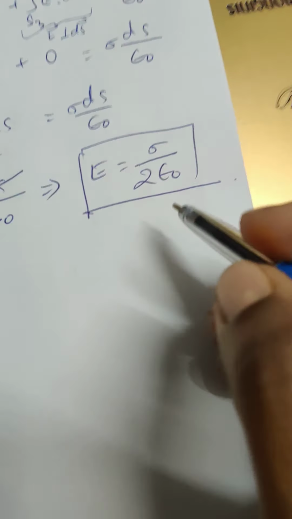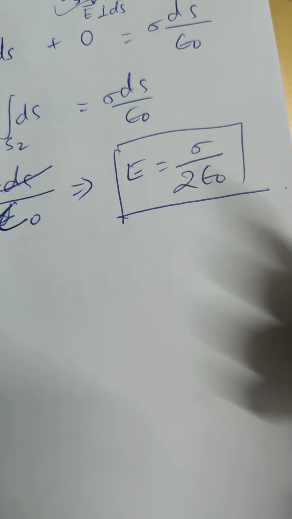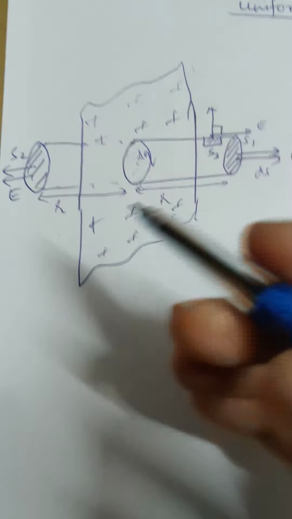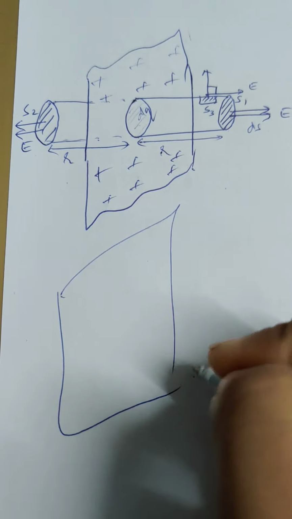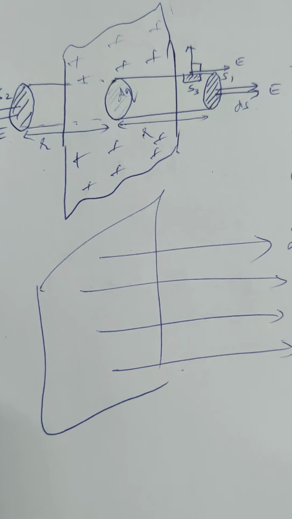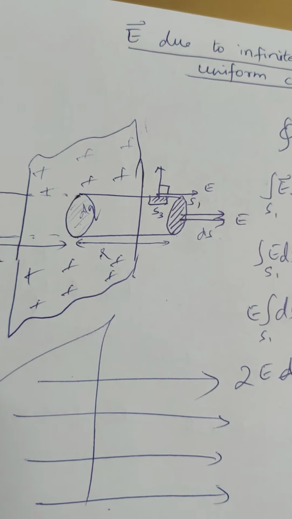If you see here, electric field is independent of R. It does not depend on R. That means electric field is uniform. So if you have a plane sheet, due to this the electric field lines will be equally spaced parallel lines. Uniform lines are there. This is the case when electric field is independent of R.